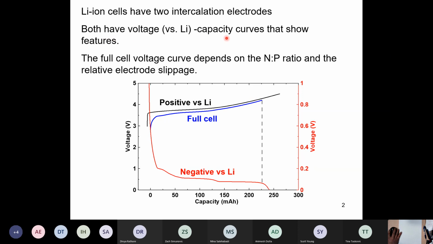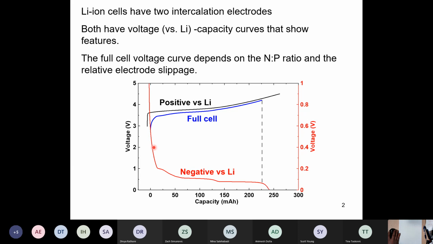Both of them have voltage versus capacity curves that show features when you measure versus lithium. So when you take the difference between the positive in black and the negative in red to get the full cell voltage curve, the full cell voltage curve shape will depend on the N to P ratio. For example, if you have a lot more negative, this bump will shift to the right, and the feature corresponding in the full cell, you can just barely see it here, will shift to the right.